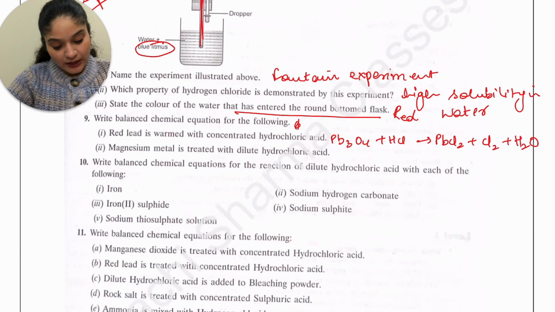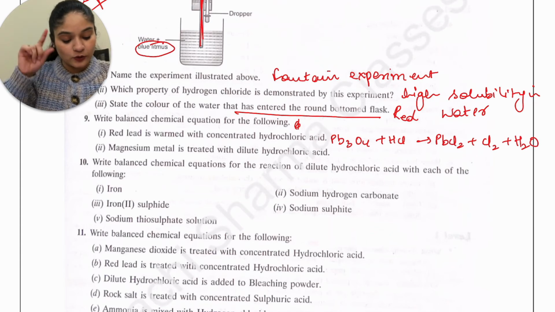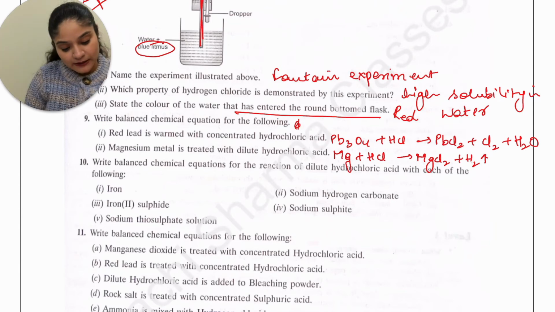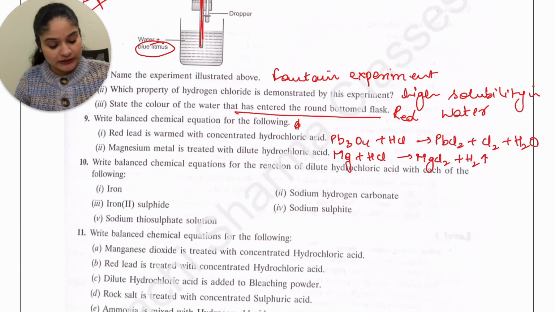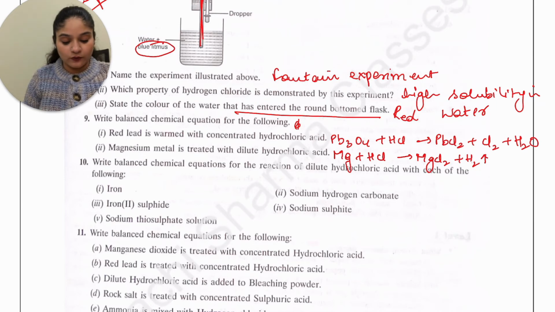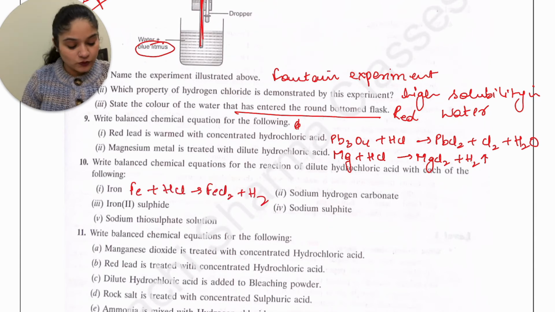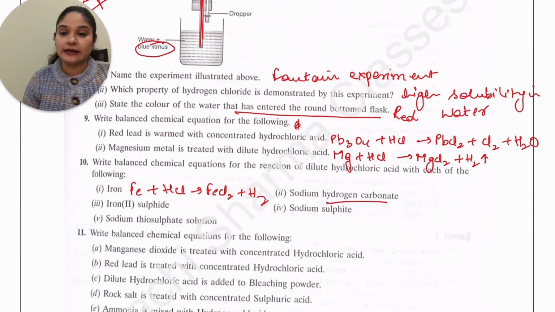Then we have magnesium metal is treated with dilute HCl. We already did the equation. So Mg plus HCl will give us MgCl2 plus hydrogen gas. Then we have: write balanced chemical equations for the reaction of dilute HCl acid with each of the following. The first is iron. So Fe plus HCl will give us FeCl2 plus H2. Then sodium hydrogen carbonate is NaHCO3.